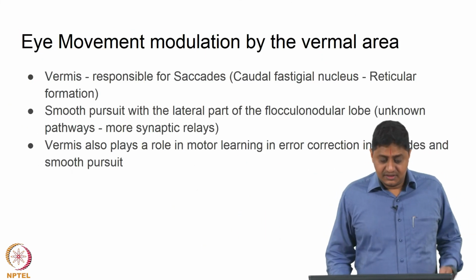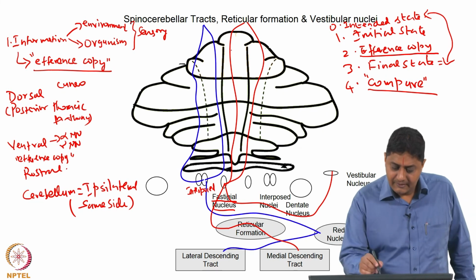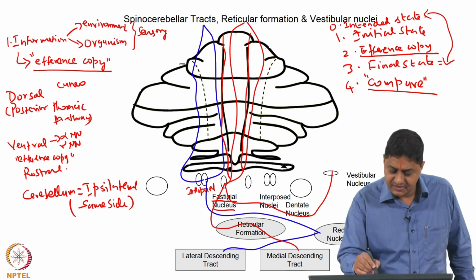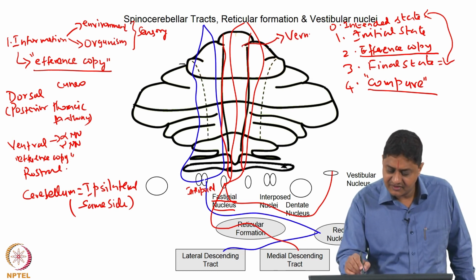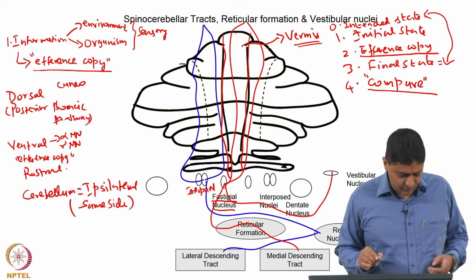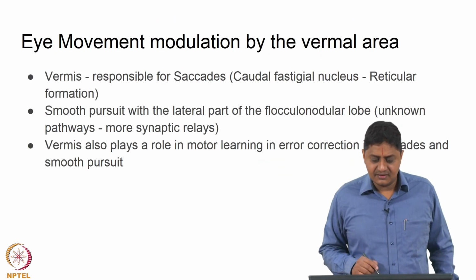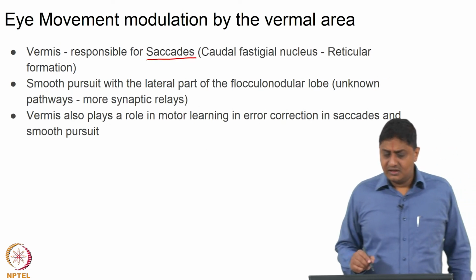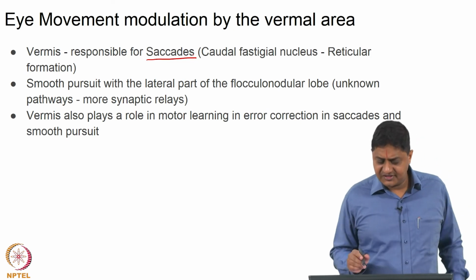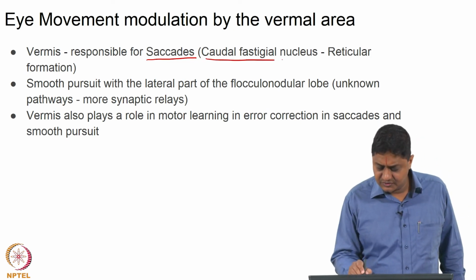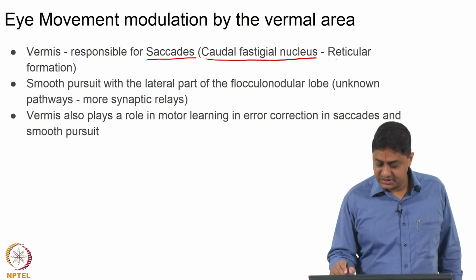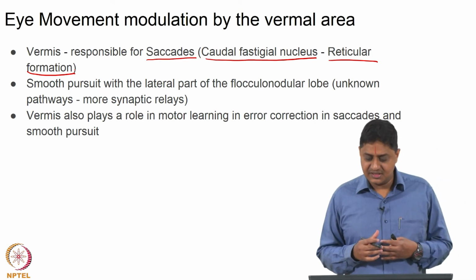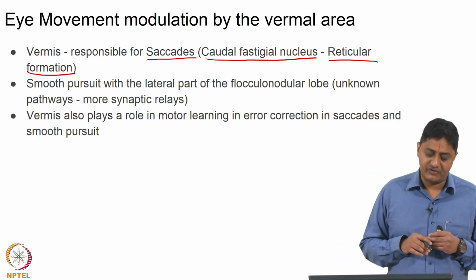Also, it is known that the middle region, the more medial region of the cerebellum, is called the vermis. We saw that early on. It is known that the vermis is believed to be responsible for control of saccades. Some information about the pathways involved is also known. It is believed that this is through the caudal fastigial nucleus and reticular formation, or the saccade generator circuit that is located within the reticular formation, right.